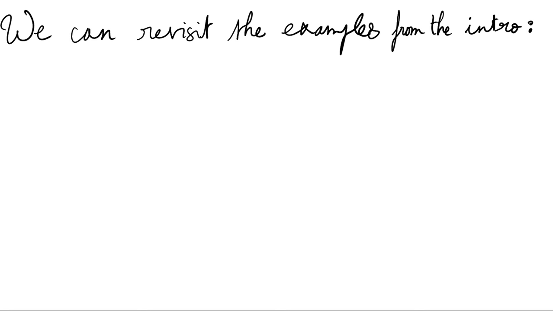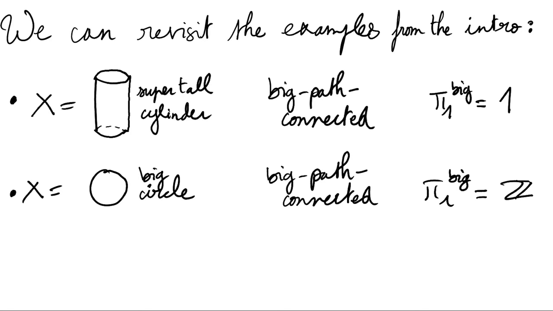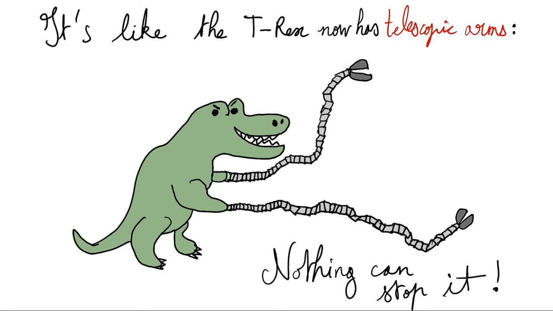Now that we have a definition of the big fundamental group, we can revisit the examples from the introduction. For the super tall cylinder, you can check that it's actually big path connected, and that its big fundamental group is trivial. Similarly, you can check that any big circle is big path connected, and that its big fundamental group is Z. So, everything works as we wanted. You might say that the T-Rex doesn't have short arms anymore. Now, its arms can get as far as needed.